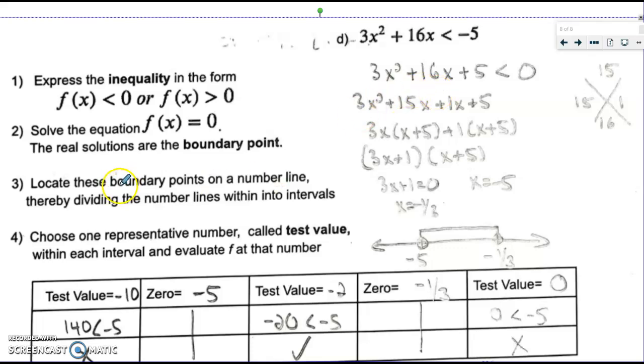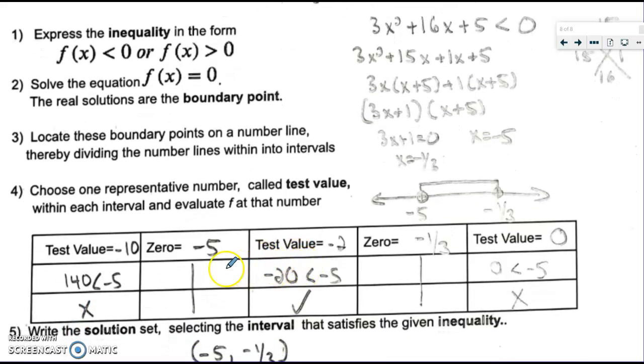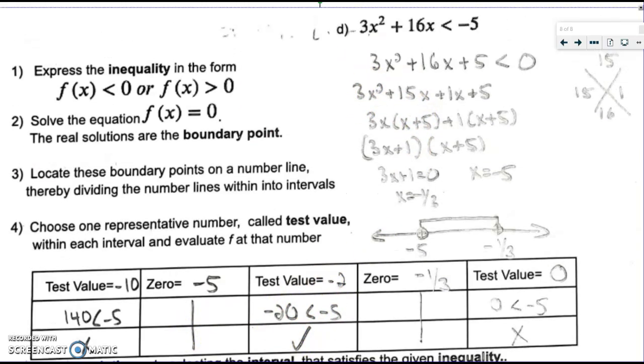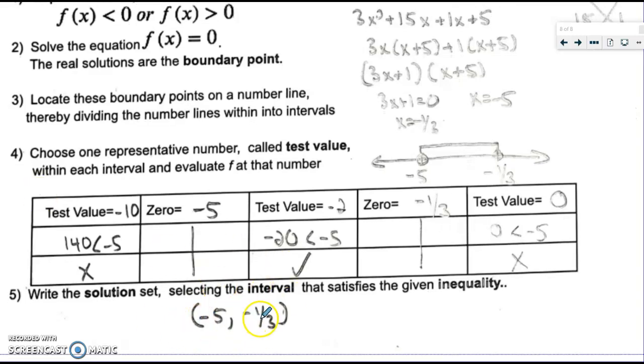So when I did this, I got my factored form to be 3x plus 1, x plus 5. So that means I got x to be negative 1/3 and negative 5. So I chose negative 10, negative 2, and 0 in this inequality just to see what works. And I found out that when I plugged negative 2 into the original inequality, I got negative 20, which is less than negative 5, which is a solution. So my solution became negative 5 to negative 1/3. Hopefully this helps you guys out.